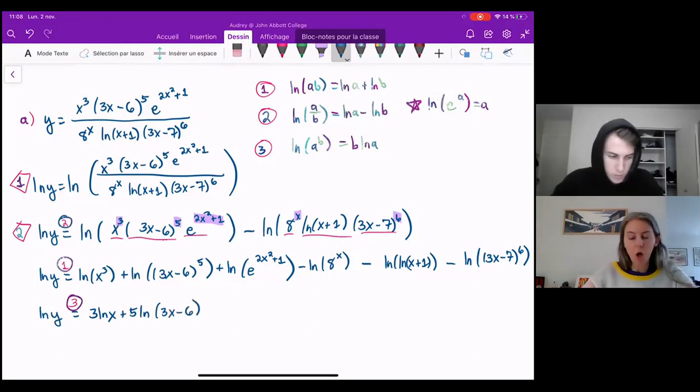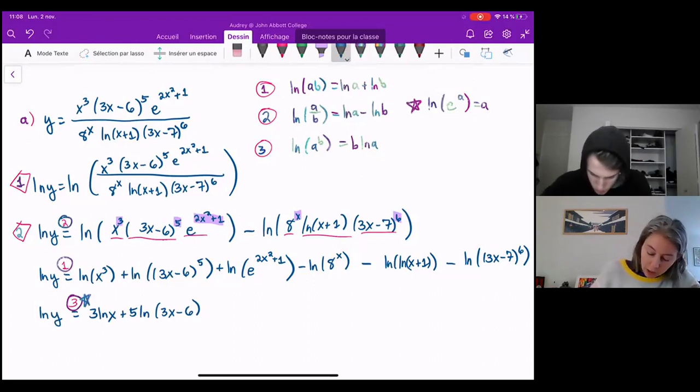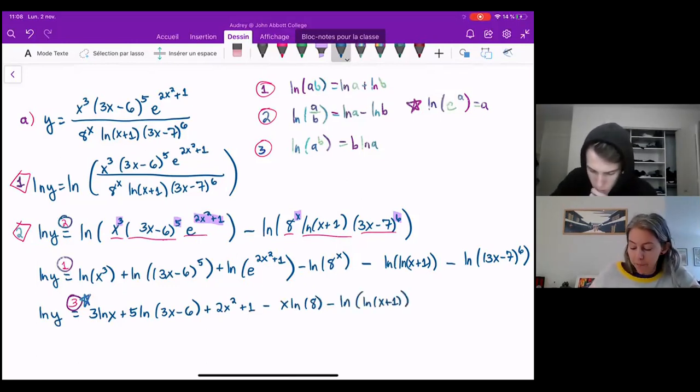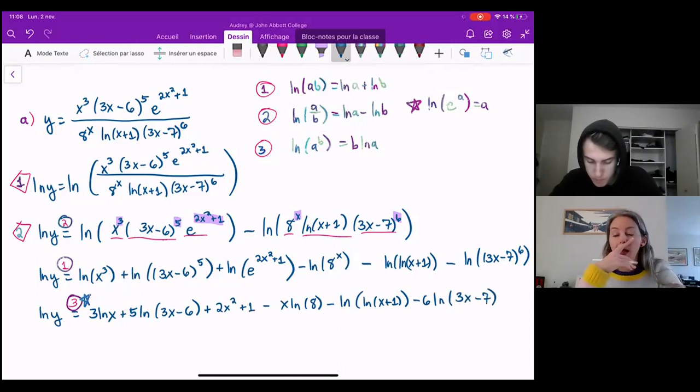What does ln of e to the 2x squared plus 1 equal? Just the exponent, so 2x squared plus 1. You got it. So that's my star. So I'm going to add a little star over there because I'm also using the star. So plus 2x squared plus 1 minus x ln 8 minus ln of ln x plus 1. There's nothing I can do on that one. And then minus 6 ln of 3x minus 7. So there I use my third rule. Is there any more simplification I can do in any of these logs?